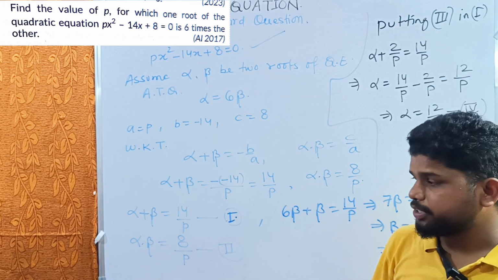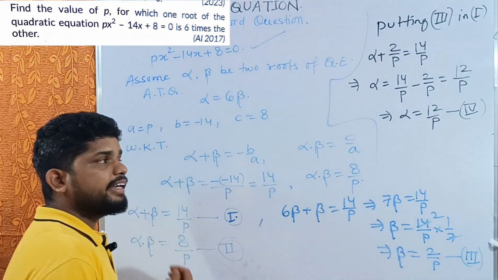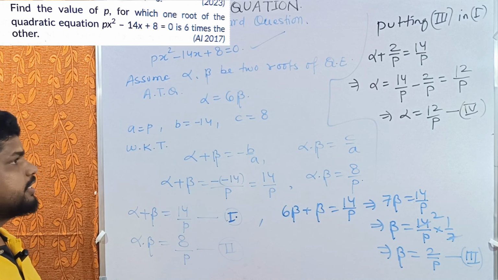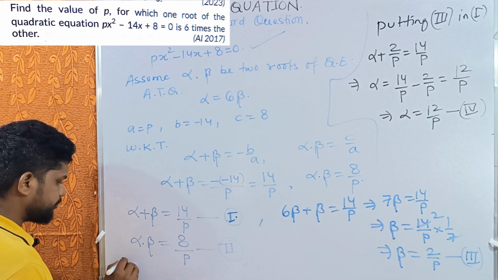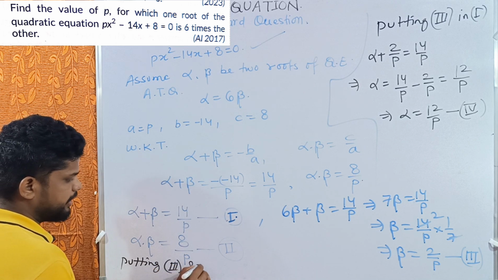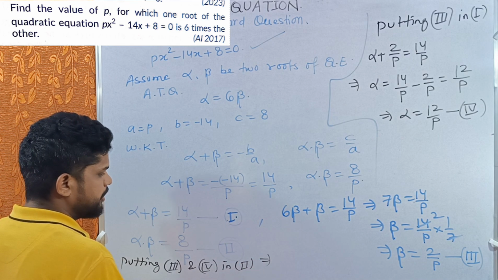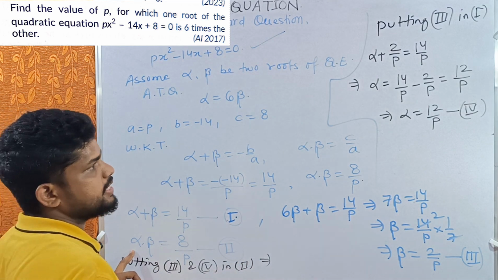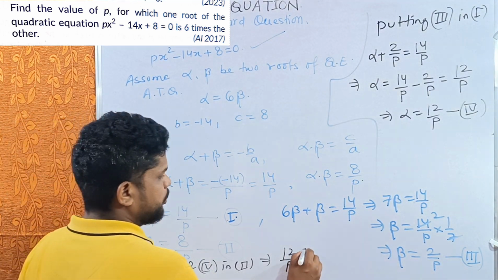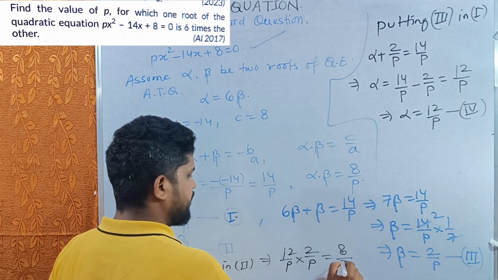So what we will do, dear students, we will put the value of equation 3 and equation number 4 in equation number 2. So putting equation 3 and equation number 4 in equation 2, what we will get? We will get the value of alpha as 12P into the value of beta is 2P divided by P, which is equals to 8 divided by P.